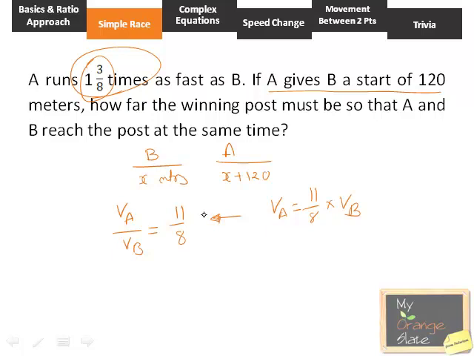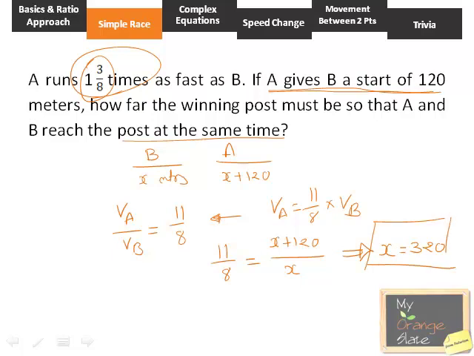And while A gives B a start of 120 meters and both reach the post at the same time, that means the time for which both are moving is the same, and hence the ratio of speed is equal to the ratio of distance traveled, and hence we get 11 over 8 is equal to x plus 120 over x. Now resolving this equation, we get the value of x is equal to 320.